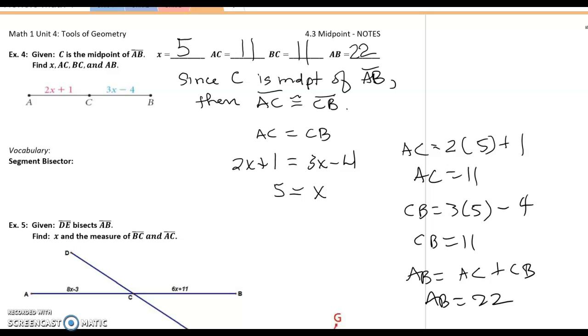Find the length of CB. Again, plugging that value of 5 in for x in the expression for CB. I got CB is equal to 11. Finding the length of AB, knowing again that AB is AC plus CB together. AB is equal to 22. Again, modeling all the work that you need to show me for problems like this on quizzes and tests. Make sure you get this down.